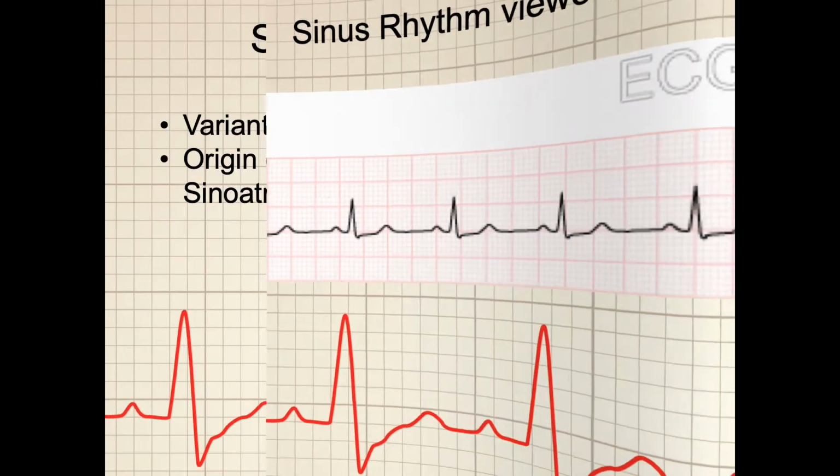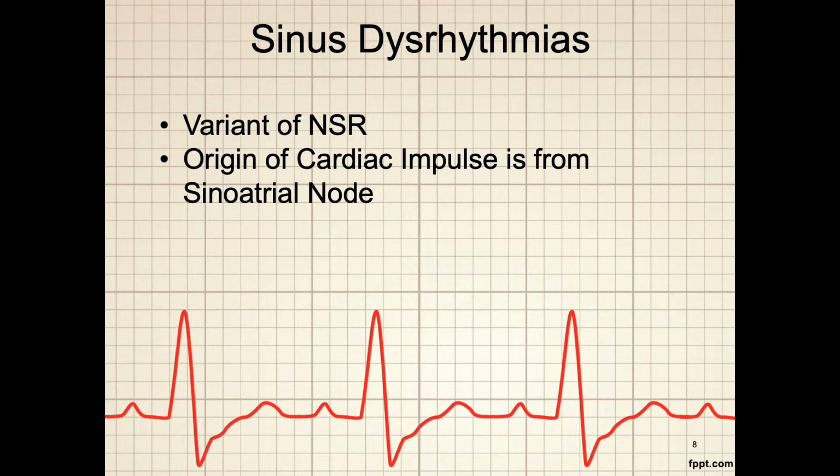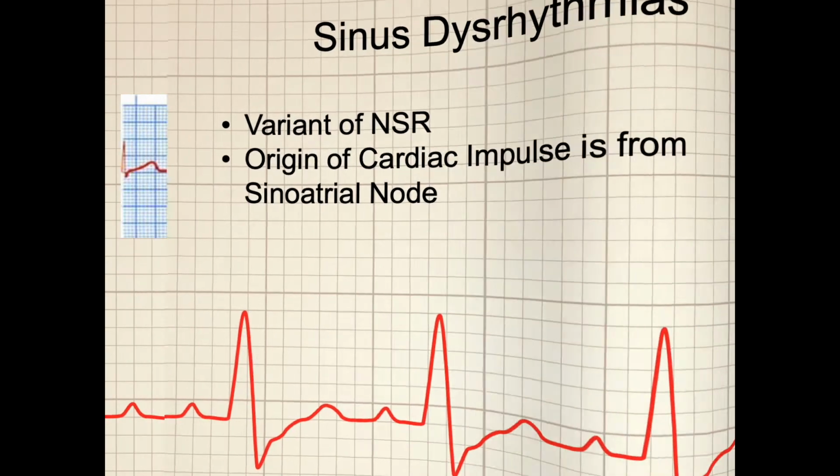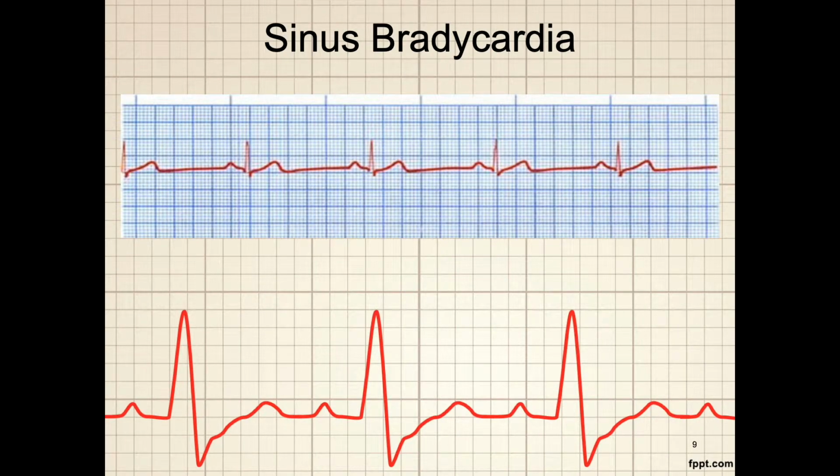So let's look at some sinus dysrhythmias. Sinus dysrhythmias are variants of normal sinus rhythm, and the origin of the impulse is from the sinoatrial node. Let's look first at the dysrhythmia sinus bradycardia. Sinus bradycardia is nearly exactly the same as normal sinus rhythm, except for one important change, the rate. In this case, the rate will be less than 60 beats per minute.